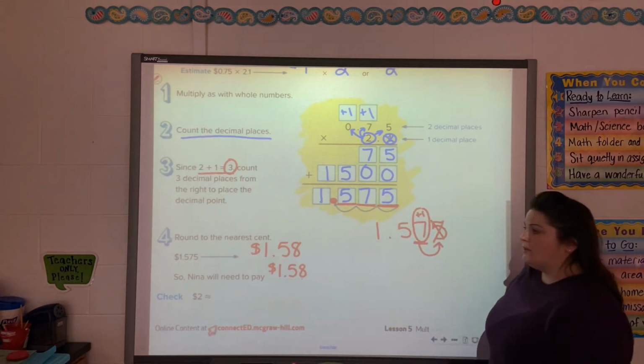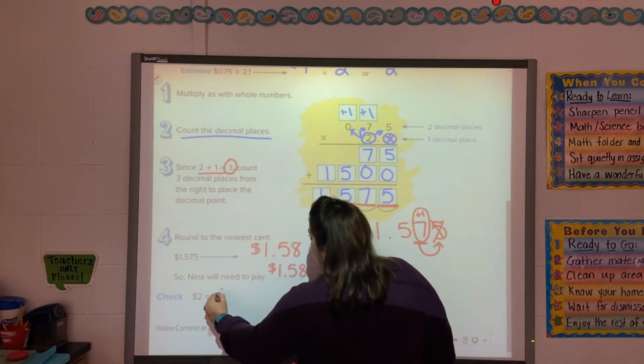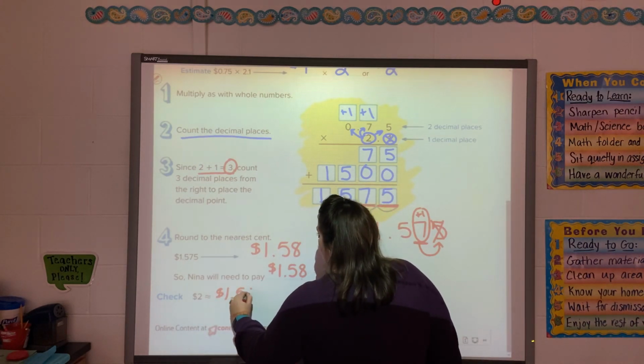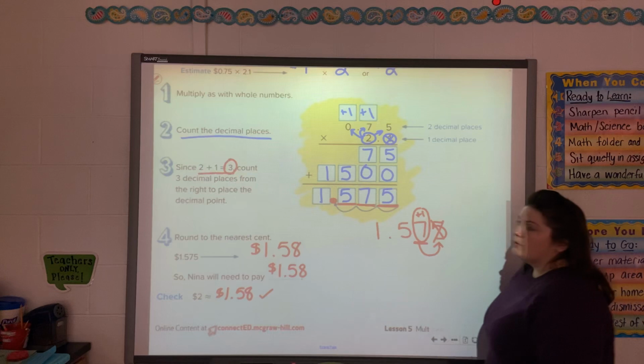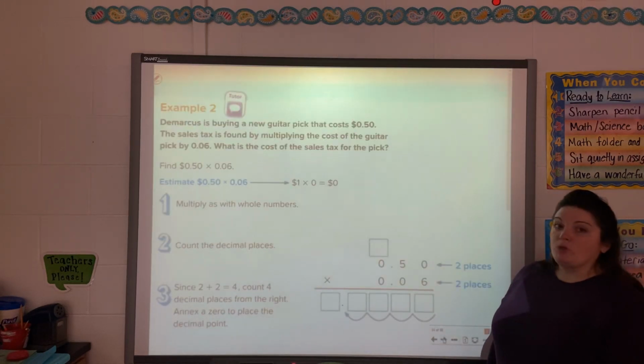for the peanuts. If we compare that with our estimate, which was $2, it's close to $1.58. So we know our answer is reasonable. Let's take a look at the next problem. Remember, you should be doing this in your book.